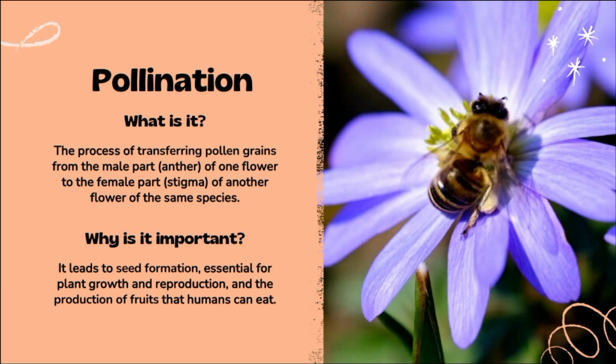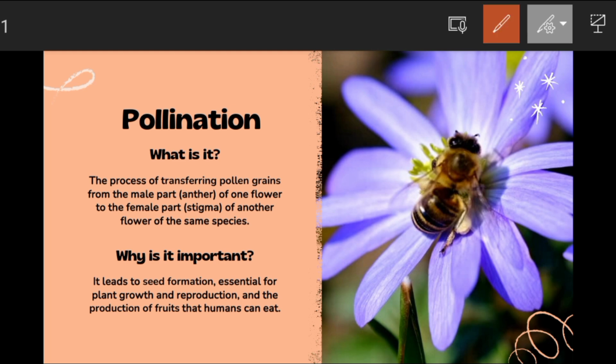It is only a process in which the pollen grains will be transferred from the anther to the stigma of the flower. And you know that the stigma is the female part and the anther is the male reproductive part. So students, this was what pollination is, let me clear it one more time. The pollen grain which will be produced from the anther will be transferred to the stigma of the flower.